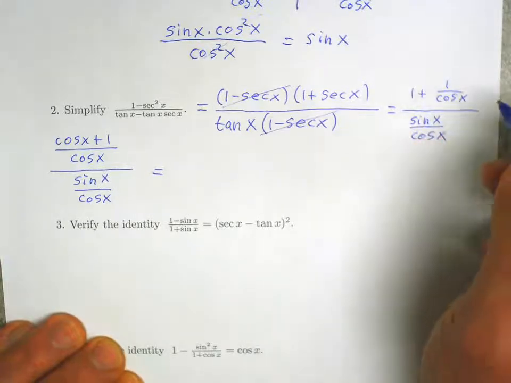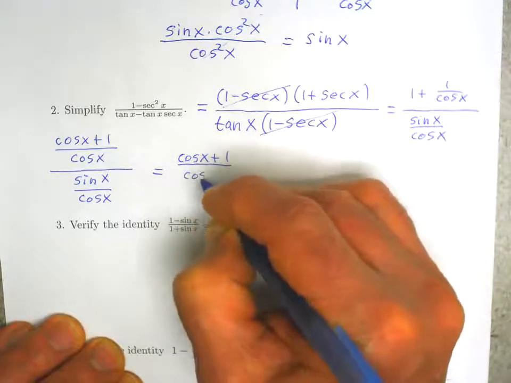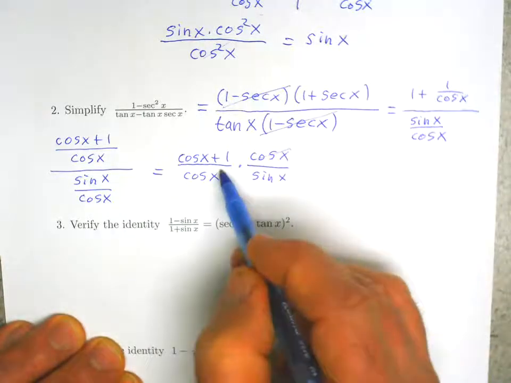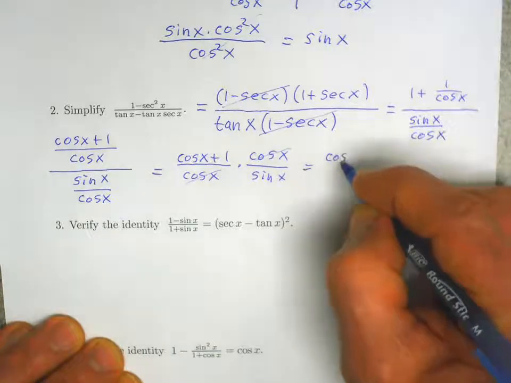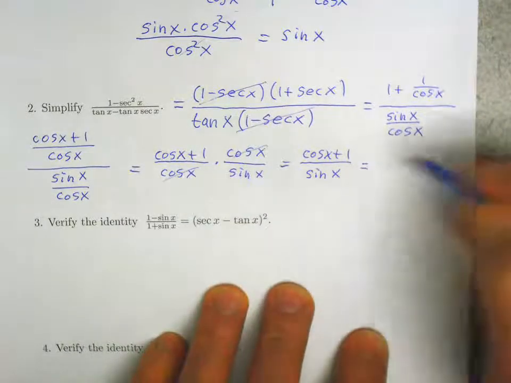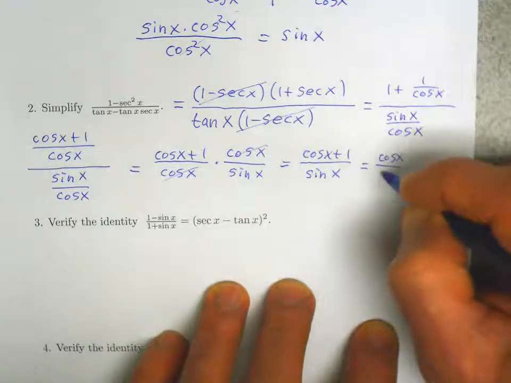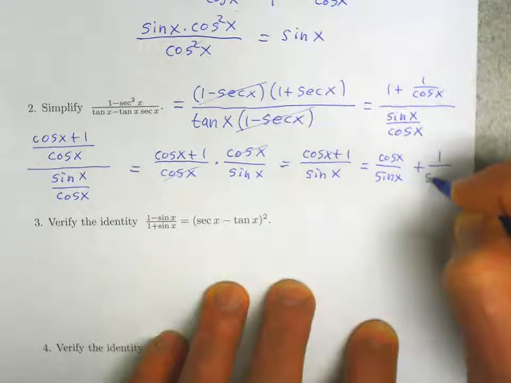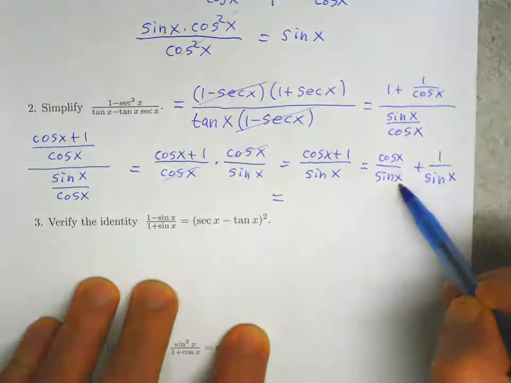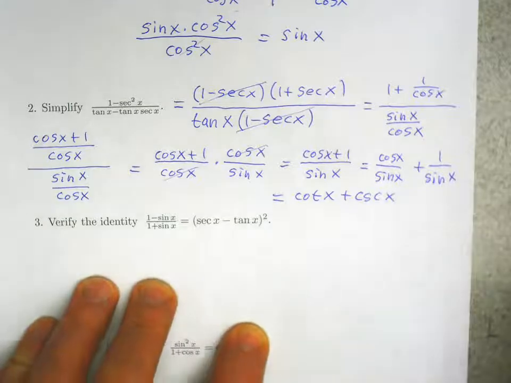And so if we multiply the fraction on top by the reciprocal of the fraction on the bottom, we get a cancellation. And then we get cosine of x plus 1 over sine of x. So if we break this apart, one term will be cosine of x over sine of x plus 1 over sine of x. And then the last step, as far as I can tell, cosine of x divided by sine of x is cotangent of x. And then 1 over sine of x is cosecant of x. That's what I get.